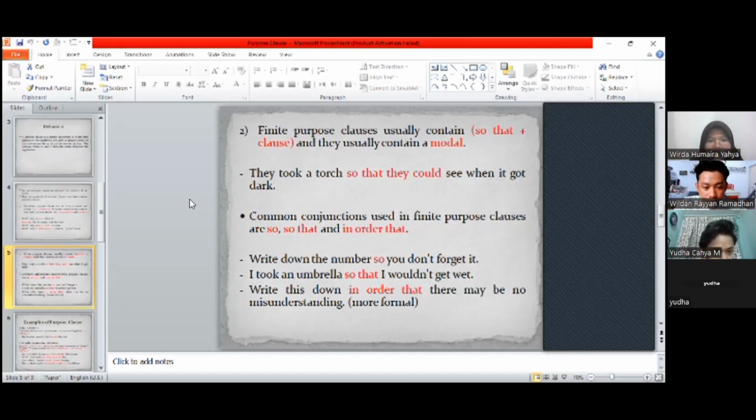Common conjunctions used in finite purpose clauses are so that and in order that. For example, write down the number so you don't forget it. Second, I took an umbrella so that I wouldn't get wet. The third, write this down in order that there may be no misunderstanding. This is more formal.